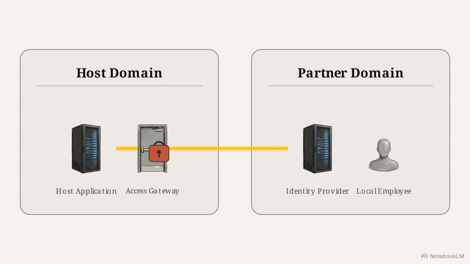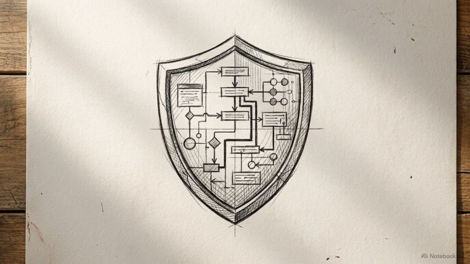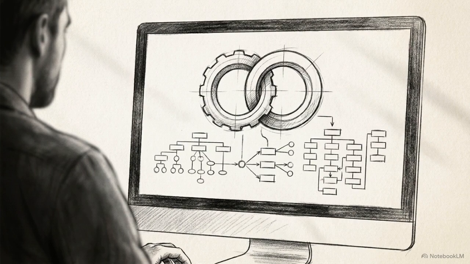The partner authenticates their own users on their own systems. The host organization then accepts that verified proof without ever transmitting, seeing, or storing a password. This completely eliminates the administrative overhead of manual account provisioning and drastically reduces the host organization's security liability. Under this architecture, security teams stop managing partner accounts and start managing cryptographic trust.